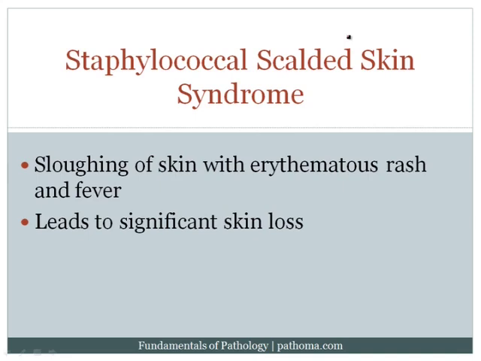Staphylococcal scalded skin syndrome is when you get a staph infection of the skin. It's usually the very superficial layers of the skin. That staph produces exfoliative A and B toxins, which then results in the lysis of the skin and a separation of the layers of the skin, giving a scalded appearance. And so what you're going to get clinically is sloughing of the skin with an erythematous rash. It occurs diffusely across the skin, giving you significant skin loss.